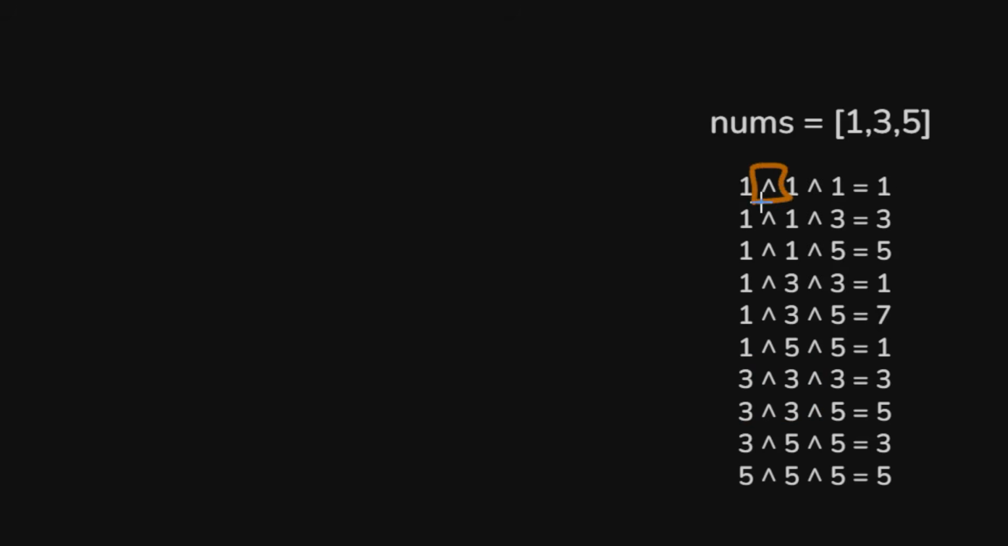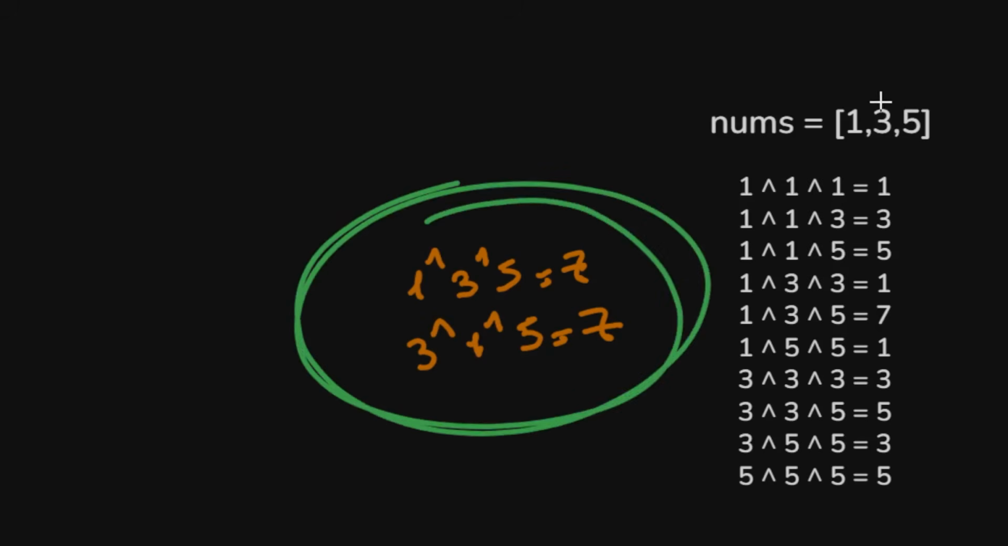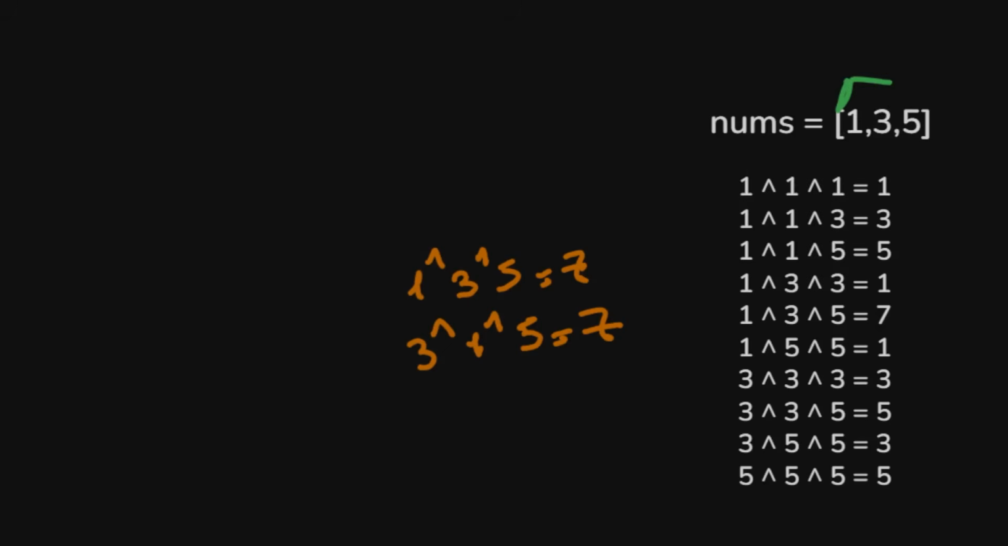Remember that in XOR we don't care about the order of numbers. For example, if we do 1 XOR 3 XOR 5, this is equal to 7. And this is exactly the same as 3 XOR 1 XOR 5. This is also 7.